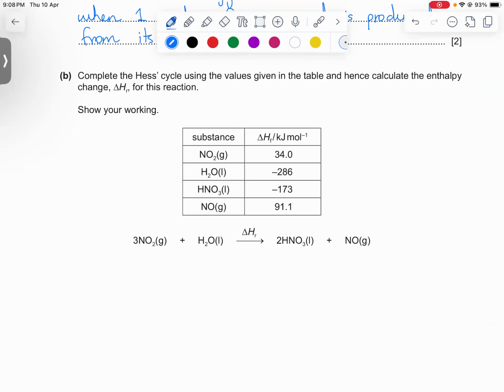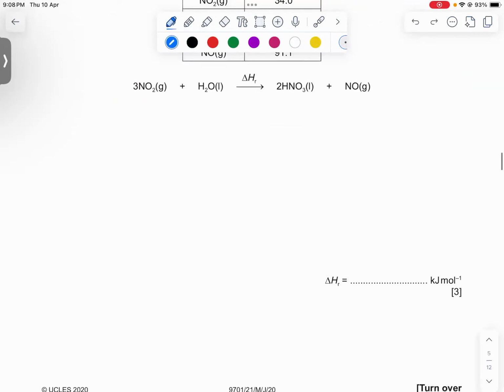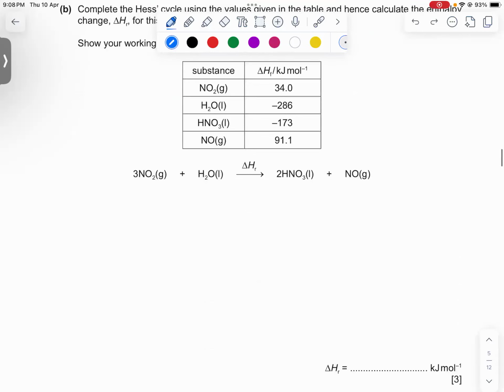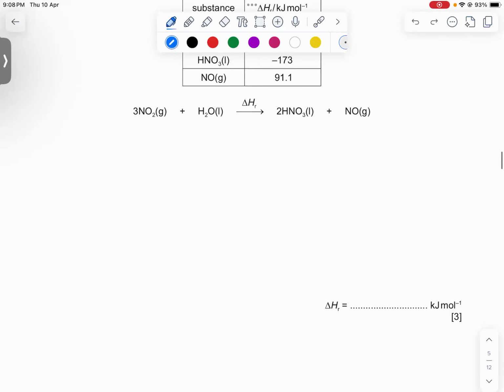Now they are saying complete the Hess's cycle using values given in the table and hence calculate the enthalpy change, delta HR, for this reaction. Well, this is going to be a very easy walk in the park because, beta, the very simple trick is to write the elements, right? Nitrogen dioxide should be made from the elements nitrogen, which occurs naturally as N2, and oxygen, which occurs naturally as O2, and hydrogen in water, basically meaning H2, right? There is no other element. So these are the guys that we need.